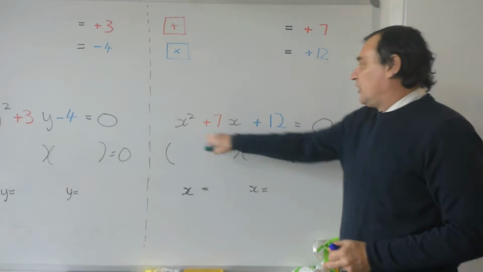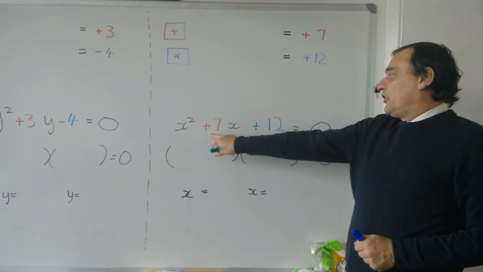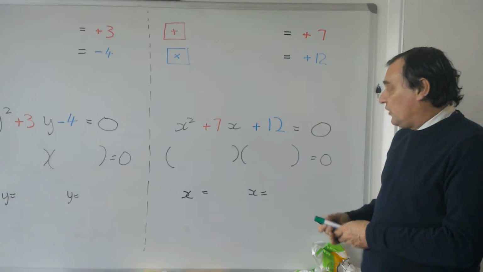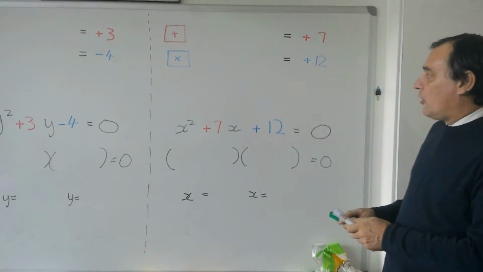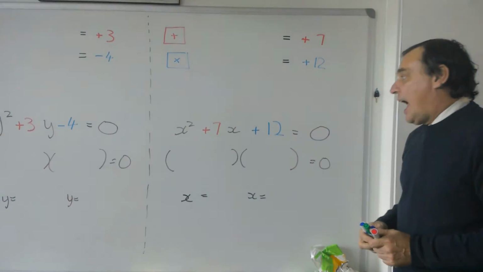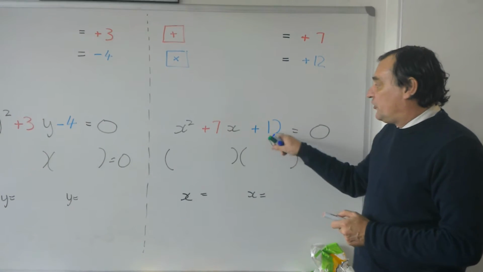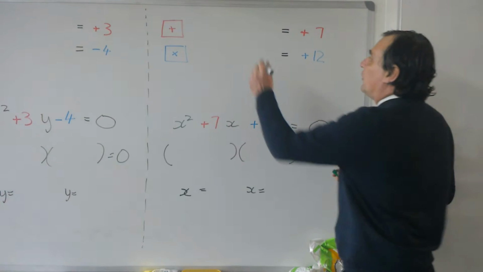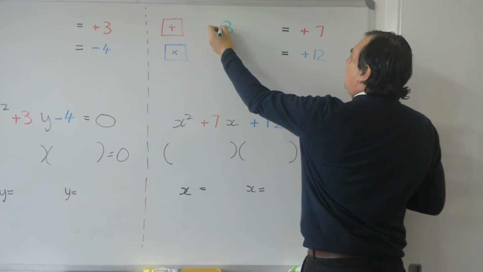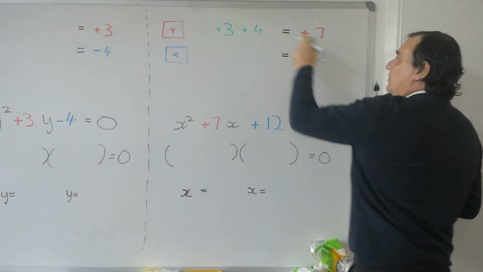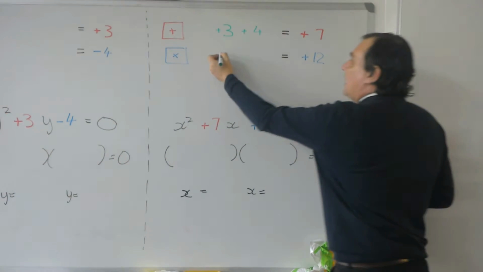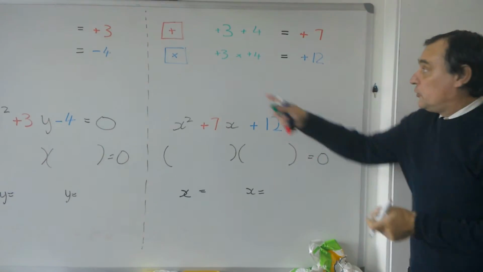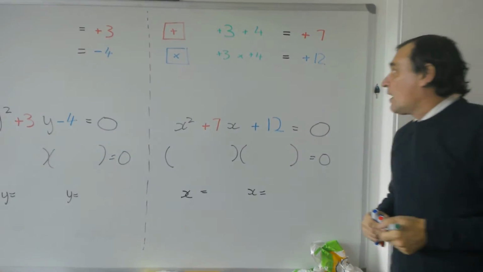Now, if we take our first example here, notice the plus 7 is in red and the plus 12 is in blue. What this means is I've got to find two numbers that add to make plus 7, and those same two numbers I've got to multiply to make plus 12. So the two numbers would be plus 3 and plus 4, because 3 plus 4 makes plus 7, and then plus 3 times plus 4 gives us plus 12, because two pluses, when you multiply them, give a plus at the end.